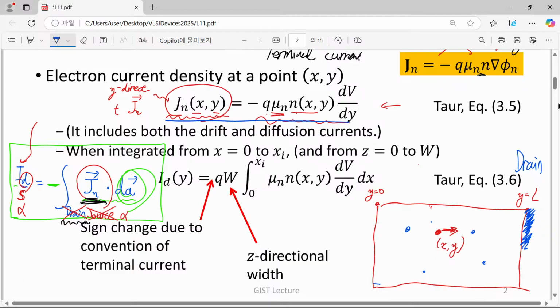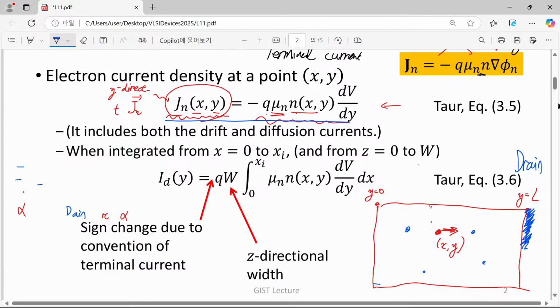Okay, then now please have a look at equation 3.6. Now we introduce the drain terminal current. How can we calculate the drain current? Of course we must integrate our current density over the x direction. That will be the drain current, from 0 to infinity.